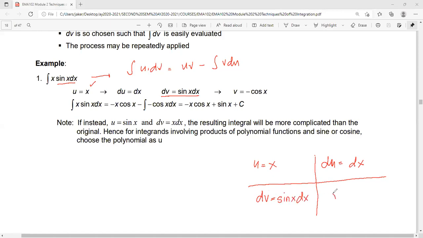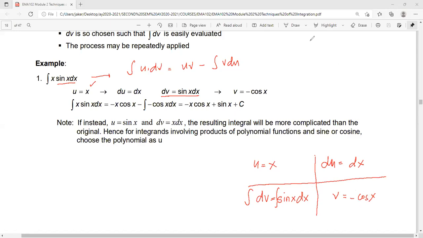How do you find the v? Because it appears here in the formula, you integrate this part. Okay? If you integrate the left side, that should give you the v. If you integrate the right side, of course, integrate it based on the formula that is applicable to it. So the integral of sine x is negative cosine of x. Right? The integral of sine x is negative cosine of x.